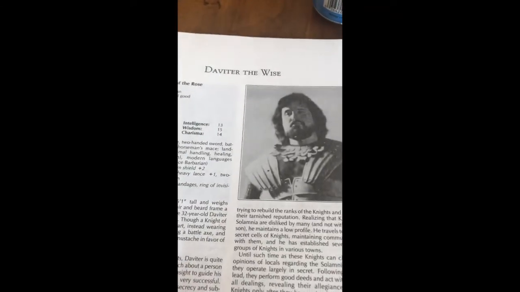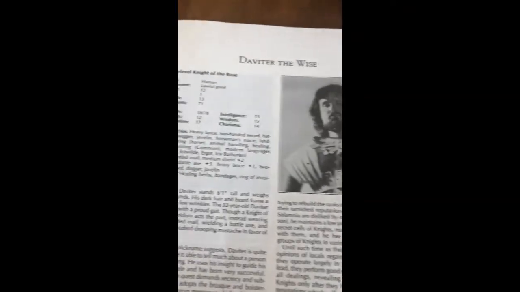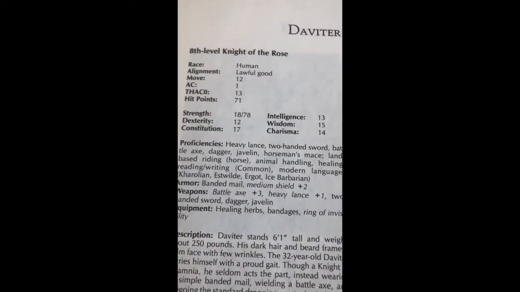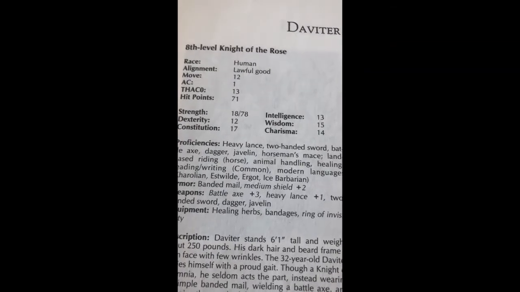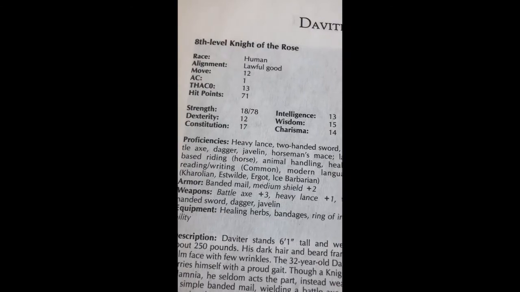Here we have Davider the Wise. I don't know how you say his name exactly. He's an 8th level Knight of the Rose, a human of lawful good alignment. So it gives you all the stats. But what I wanted to focus on is that THACO number.